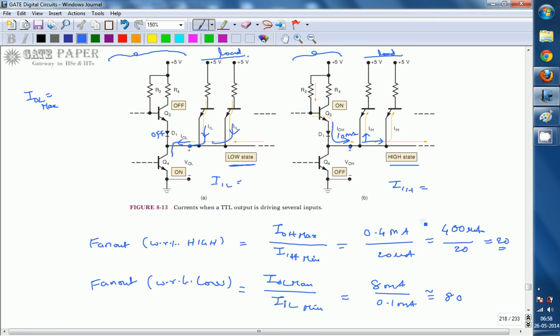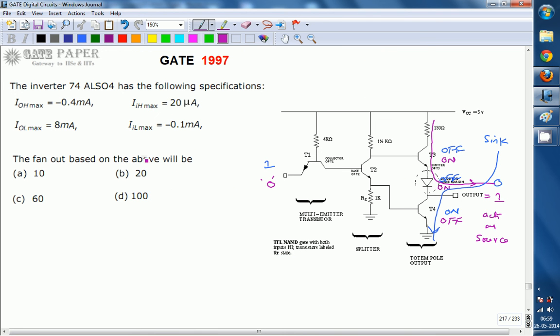So we will go for the least of these two, and the least is a fan out of 20. Whenever you connect 20 load gates at the output node, the fan out high condition is satisfied, along with that the fan out low condition is also satisfied. So the required fan out for this question is 20. So the right answer for this question is B. The fan out based on the given parameters is 20 for this circuit. Thank you.